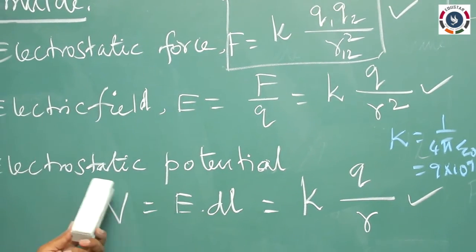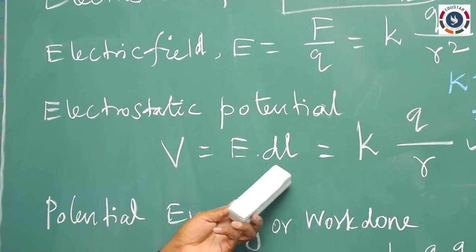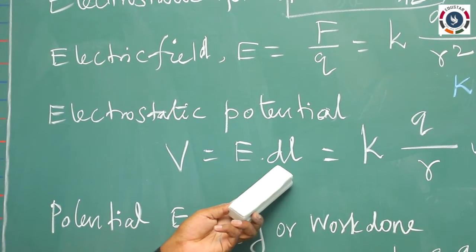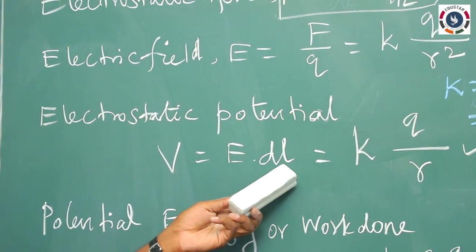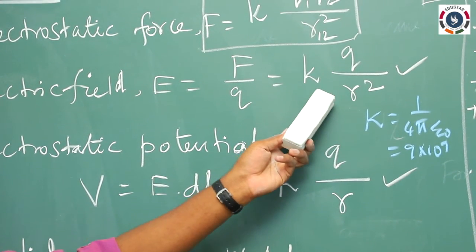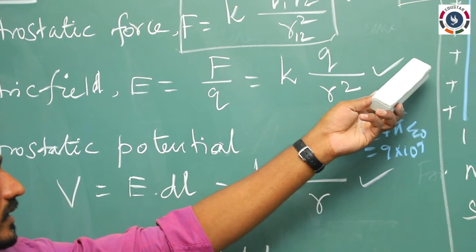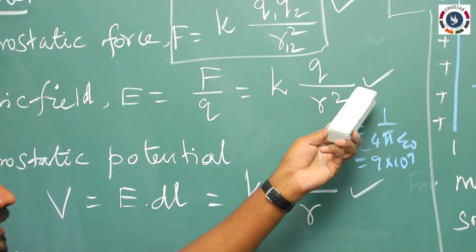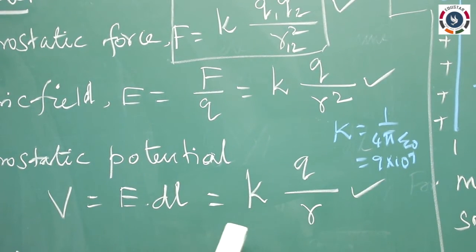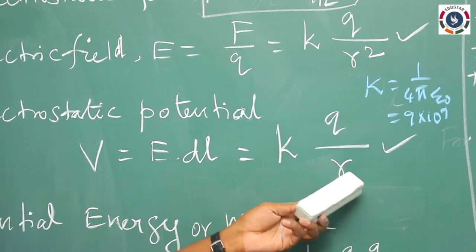So the third one is the electrostatic potential, V. The formula is E into dl, where E is the electric field and dl is the distance moved. So we can write E, the formula K into Q by R squared into dl or dr. One R will be cancelled, so the remaining will be K Q by R. This is the easy way to remember, K Q by R.